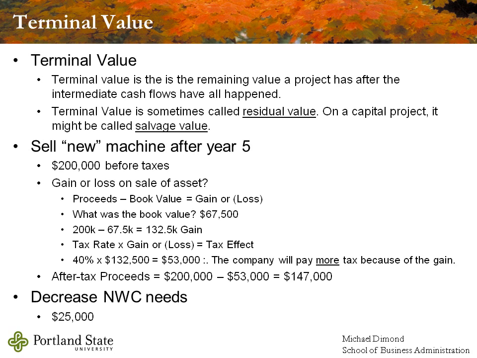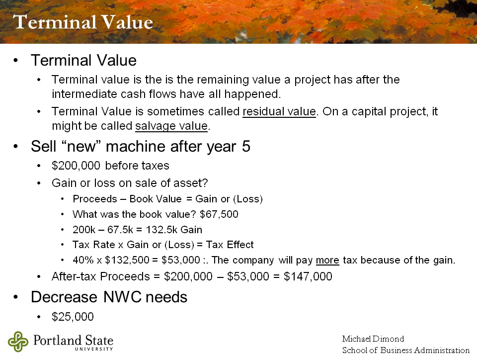And we need to figure out whether we're expecting to take a gain or a loss on the sale of that replacement asset. So once again, we go through the same process we did before. We'll look at the proceeds minus the book value to determine if we had a gain or a loss, and then we'll look at the tax effect, and we'll subtract the tax effect from the proceeds to see what our after-tax proceeds are. The book value of the equipment is going to wind up being $67,500 at the end of year 5. If we're expecting to sell it for $200,000, we'll take the $200,000 minus the $67,500 to come up with a gain of $132,500.